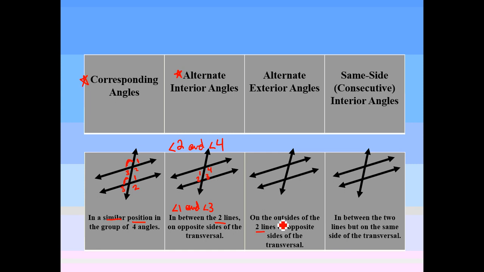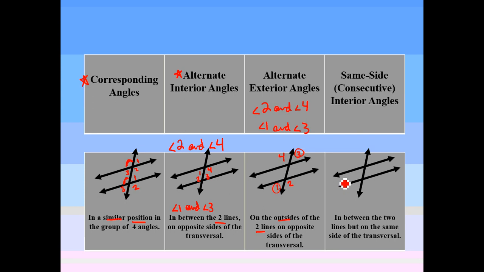Now these are going to be on the outside of the two lines. So outside of the two lines we have 1, 2, 3, and 4. So outside the two lines and on opposite sides of the transversal. So angle 1 is outside, and then on the opposite side of the transversal would be angle 3. So angle 1 and angle 3. And then you could also identify angle 2 and 4. They're outside of the two lines and on opposite sides of the transversal.